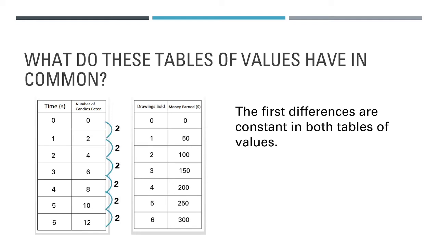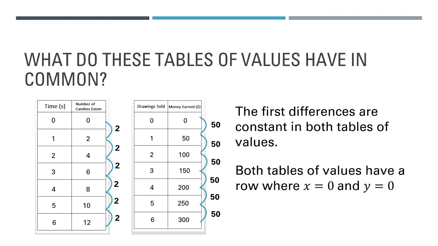Remember, the first differences is the difference between any two rows in the table of values. So the difference between 2 and 0, 2 minus 0, gives me 2. 4 minus 2 gives me 2. And you can see the first differences are constant all the way along the table of values. The second table of values also has constant first differences. In this case, they are all 50. So that's one very important characteristic of direct variation.